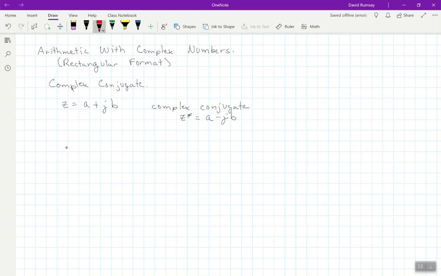So let's look at just a couple really quick ones. Let's say we have Z1 is equal to 5 plus J4, and Z2 is negative 3 minus J. Then the complex conjugate of Z1 would simply be 5 minus J4. And the complex conjugate of Z2 would simply be negative 3 plus J. So you don't touch anything with the real part, you literally just flip the sign of the imaginary part. That gets you your complex conjugate.